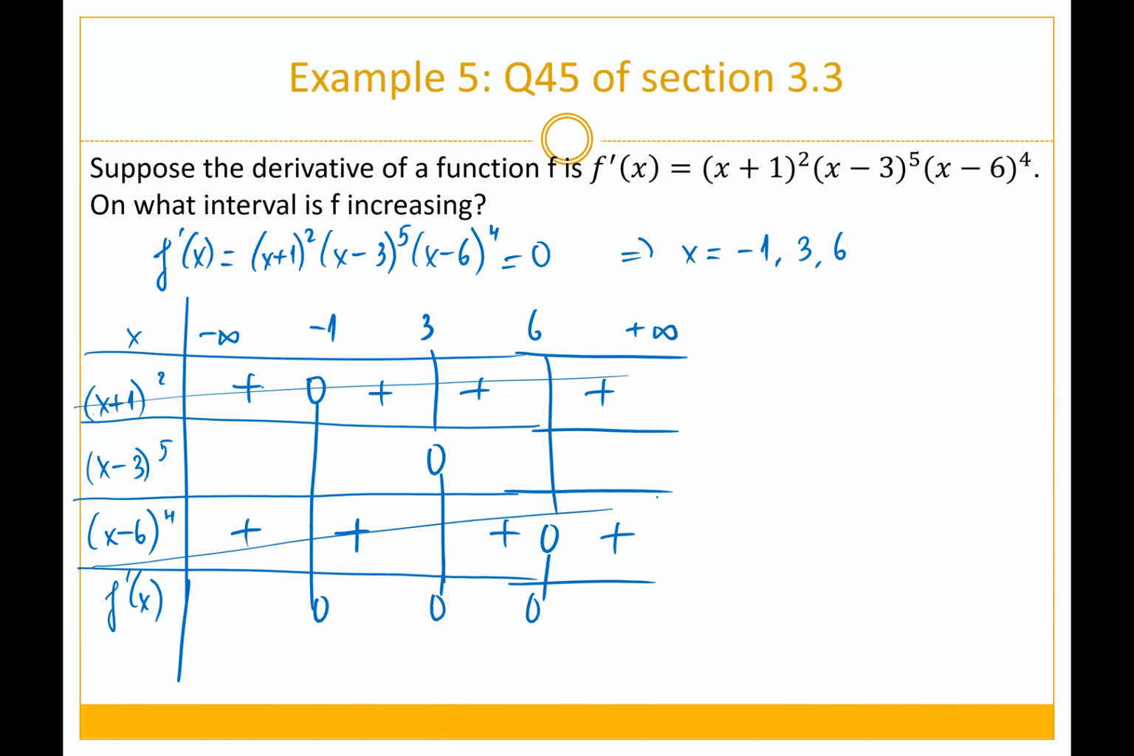And then again, you have x minus 3 to the fifth. Now this one changes sign at 3. So it's negative here and positive there. So the thing that you end up with about f prime of x is that it's decreasing from negative infinity to 3, and it's increasing from 3 to positive infinity.